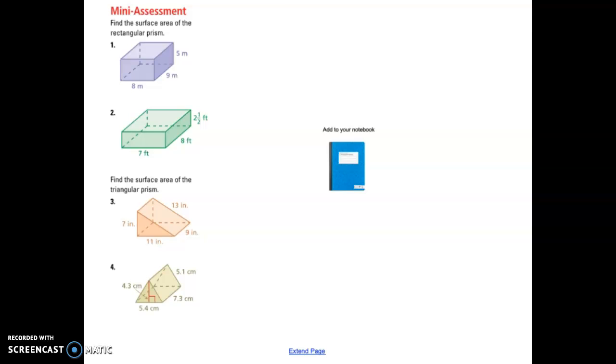And now here we are. We're wrapping it up for the day. Here's our mini assessment. You've got 4 problems. These are your last 4. Pause, and then you can do these, and I'll check your work with you in just a few seconds.